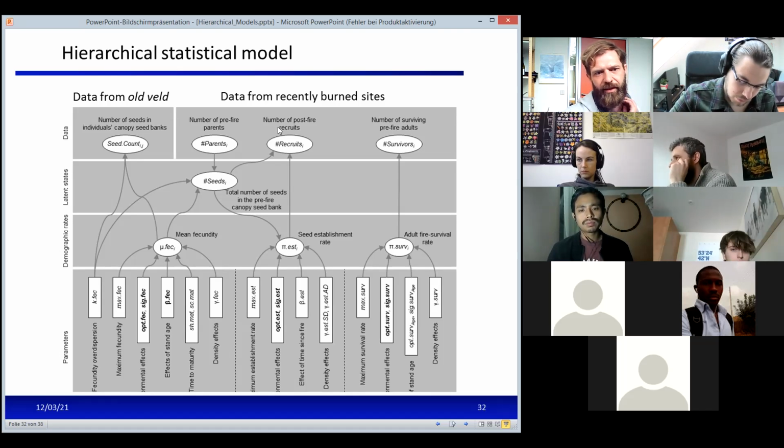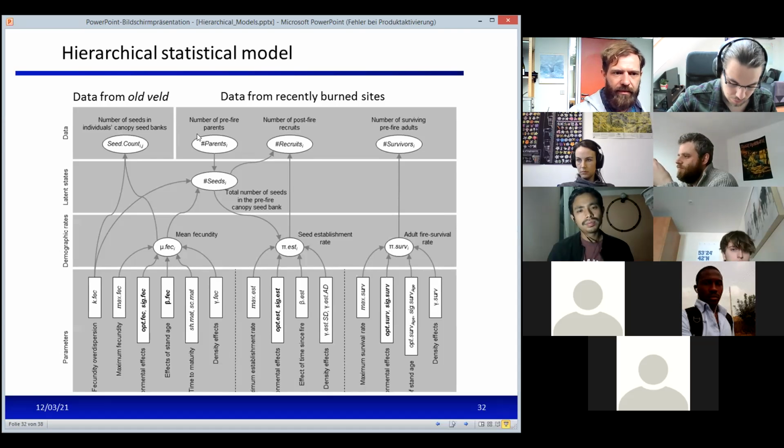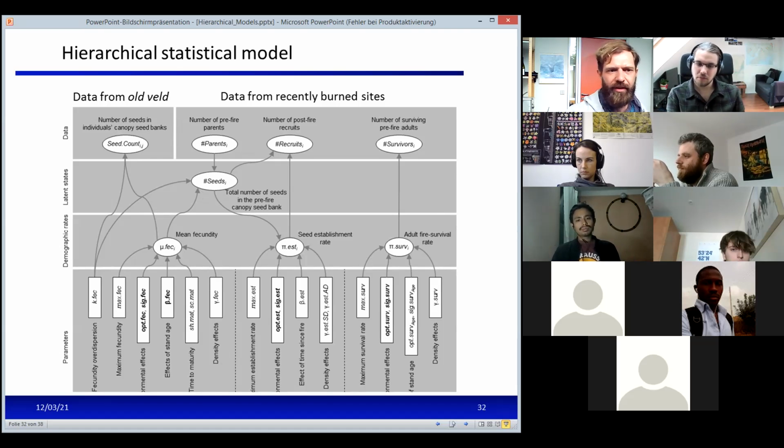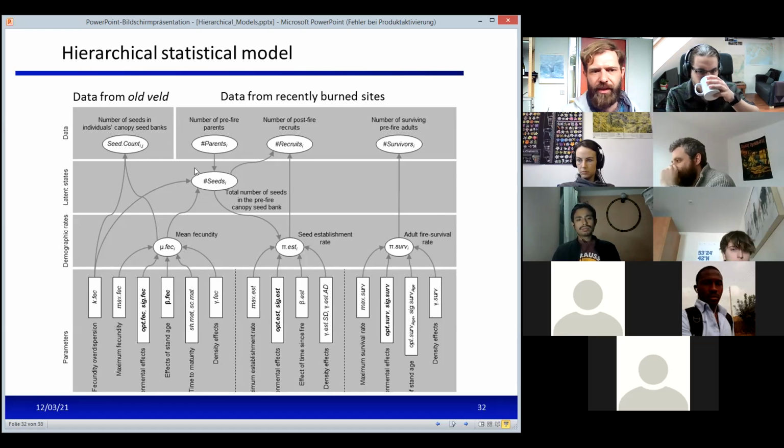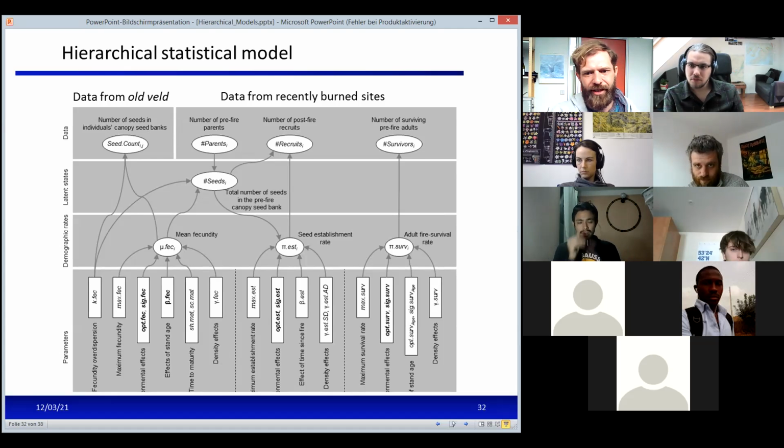And so to analyze this data with respect to learning about seed establishment rate, we had to combine information from both these older sites and the recently burned sites, and to basically use what we learn about variation in fecundity across environmental gradients from this direct fecundity data set to predict, as a latent variable, the expected number of seeds that the adults that we saw as burned skeletons on these burned sites had produced before the fire. So we included this as a latent variable in our model.